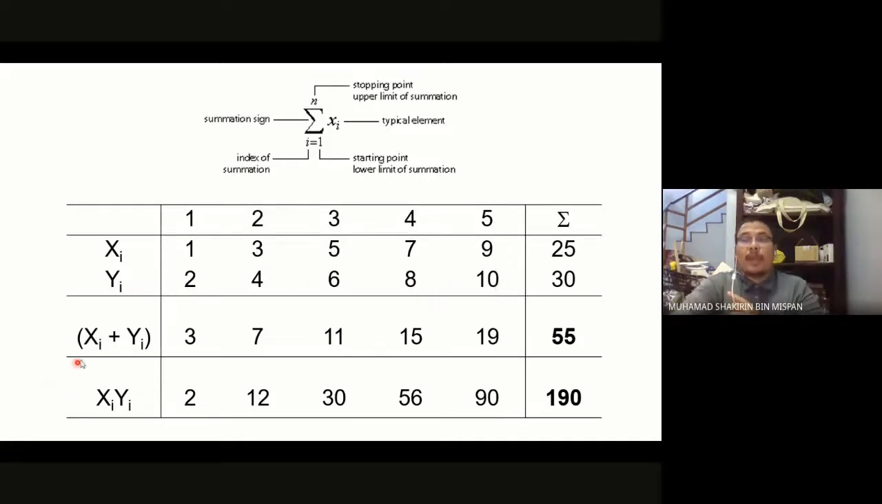Okay, let's say you have xi plus yi. In the parenthesis, summation of xi plus yi, so you need to do x number 1 plus y number 1, you get the summation of x1 plus y1. So x2 plus y2, you get the summation here, x3 plus y3, you get summation here. So same goes to multiplication. So x1 times y1, you get 12, and so on and so forth. And then you do the summation. Okay, that's how you do it.